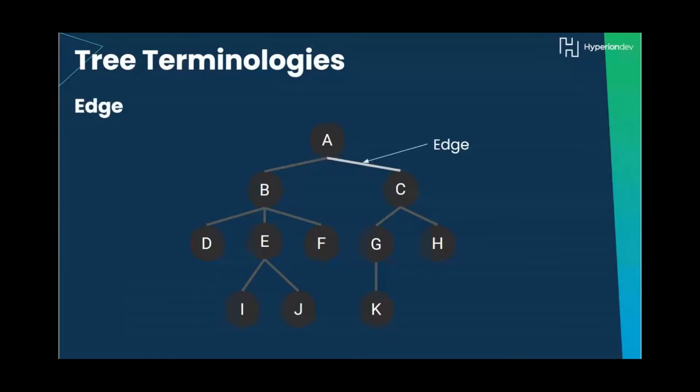Next, we have edge, the connecting link between two nodes. Note that in a tree with n number of nodes, there will be a maximum of n minus 1 number of edges. So you can see in our example over here, our edges are connecting two nodes.